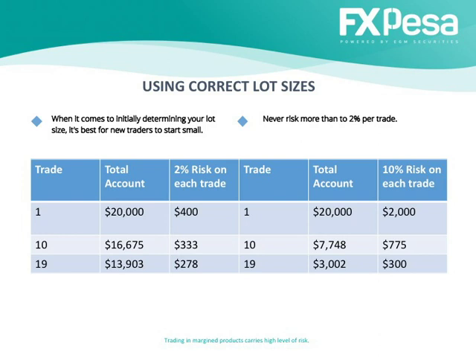This can also be seen on the example where you have a lot size of 10 and 19 as shown on the table. For each, when you have a risk of 2%, we have a lower amount that you're risking in the market. But when you have a 10% risk on each trade, the amount doubles up and gets higher. When it comes to initially determining your lot size, it's best for new traders to start small.